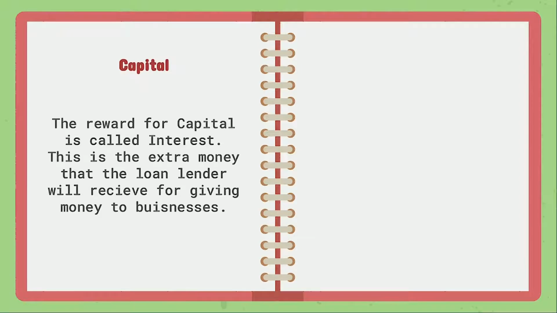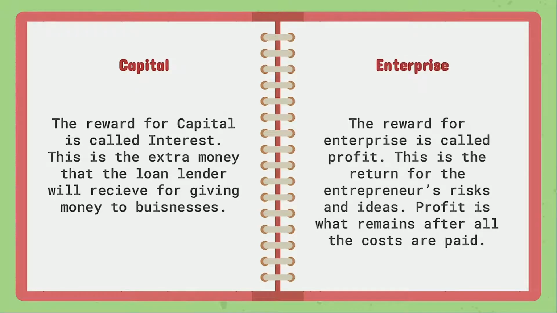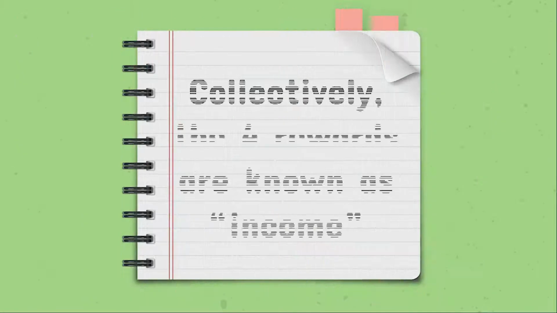The reward for capital is interest. This is the extra money that the loan lender will receive for giving money to businesses. The reward for enterprise is called profit. This is the return for the entrepreneur's risks and ideas. Profit is what remains after all the costs are paid. Collectively, the four rewards are known as income.